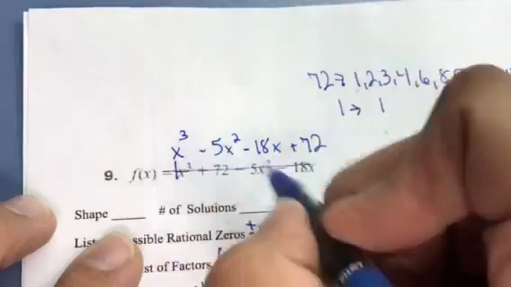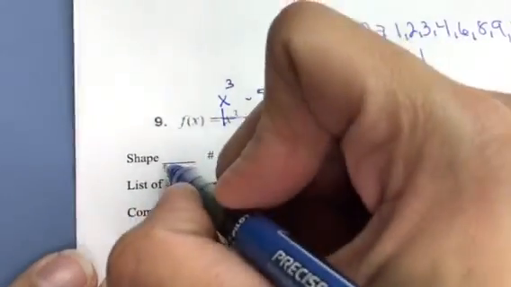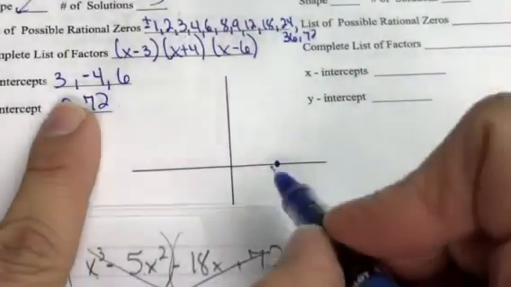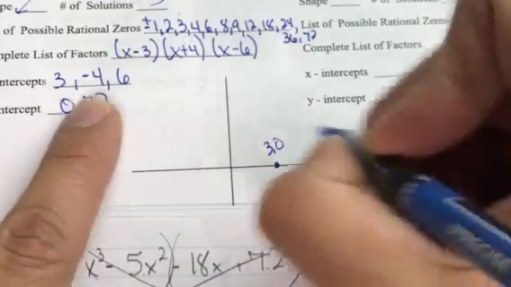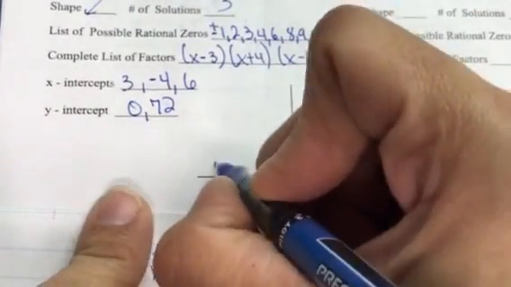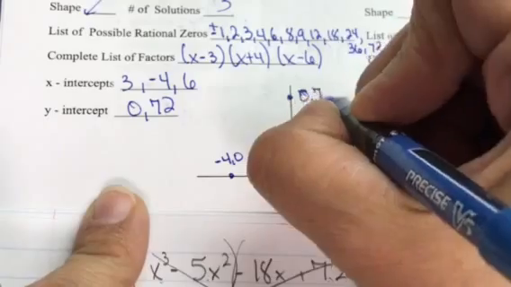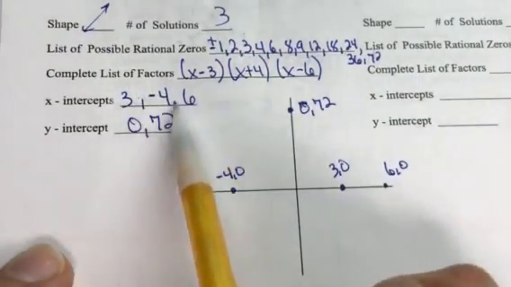I should have 3 solutions, which we got. And my shape, it is a line going uphill because there's a positive 1. So now adding to 3, there's 3. Here's 6. And let's put -4 over here. And 72 up here. And since these all show up once, it'll be crossing.